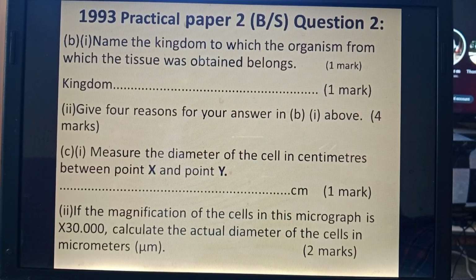Name the kingdom to which the organism from which the tissue was obtained belongs. Kingdom. Give 4 reasons for your answer in B1 above. Measure the diameter of the cell in centimeters between X and point Y. If the magnification of the cells in this micrograph is 30,000, calculate the actual diameter of the cells in micrometers.